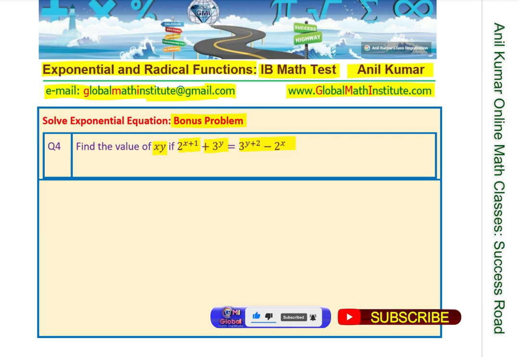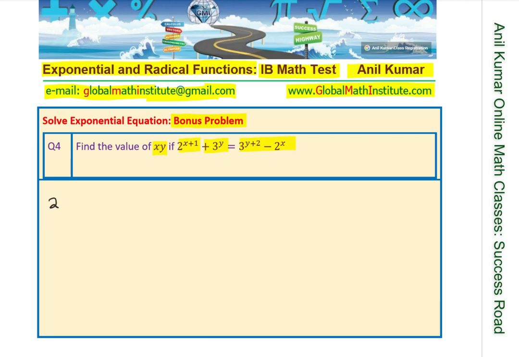Okay, so let's rewrite this question, which is 2 to the power of x plus 1, plus 3 to the power of y, equals 3 to the power of y plus 2, minus 2 to the power of x. So let's bring the exponents of x together. We get 2 to the power of x plus 1, plus 2 to the power of x, equals 3 to the power of y plus 2, minus 3 to the power of y.